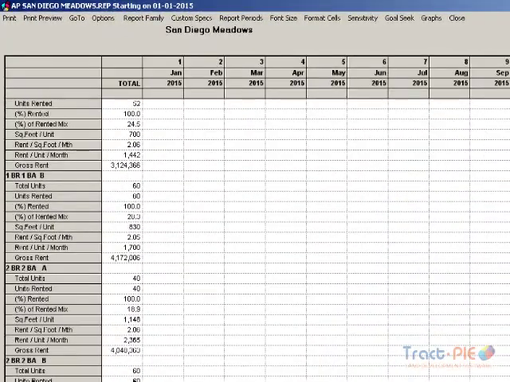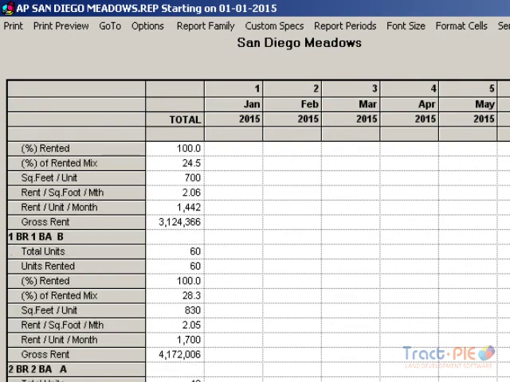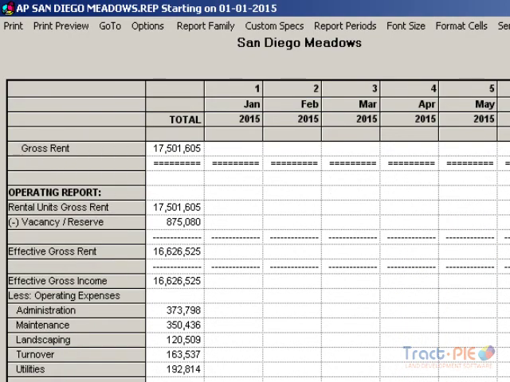You can see that there is a monthly income projection for each unit type showing the units rented, % rented, and gross rent. Then there is a monthly total for all the income items, which is then displayed as part of the operating report along with vacancy loss, effective gross income, detailed operating expenses, and net operating income. Again, the months can be easily rolled up into years if desired.